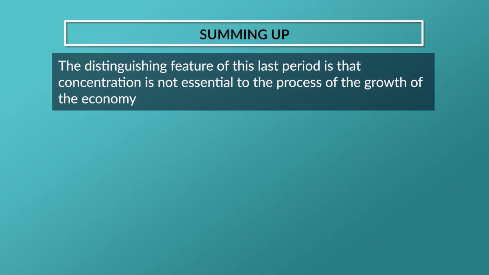The last stage, the stage of monopoly capital: the distinguishing feature of this stage is that concentration is not essential to the process of the growth of the economy. During the period of absolute concentration, it was possible for firms to increase their rates of utilization in the face of a falling overall level of demand by driving out competition as a part of excess capacity. But in the case of monopoly capital, that is, in the case of the third stage, this is not a possibility.